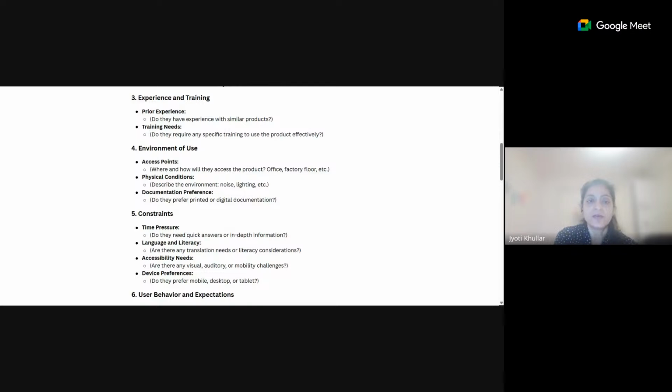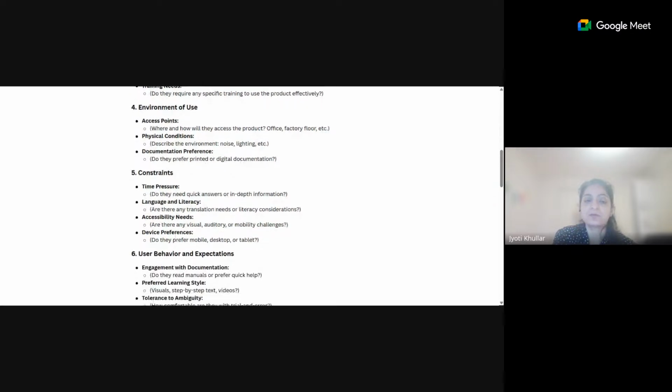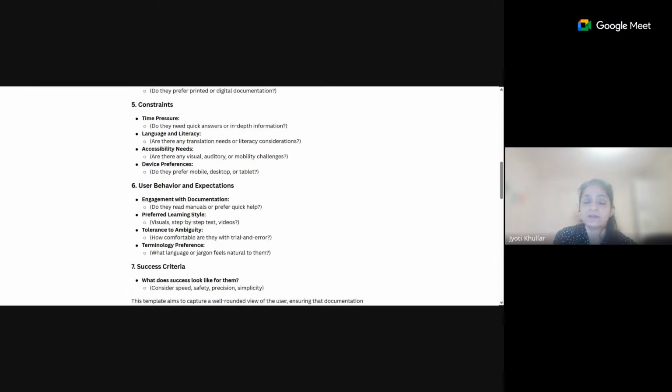What is the environment of use where the person is trying to access your documentation? How are they going to access the product? How are they going to access the documentation? What are the physical conditions? Is there noise, is there lighting, or maybe they're using it on a phone, or they are using it on a laptop, or in what way they are using your documentation or the product. Then come the constraints. Do they have time pressure? Like, these days everyone has it. No one is, everyone is tired of time.